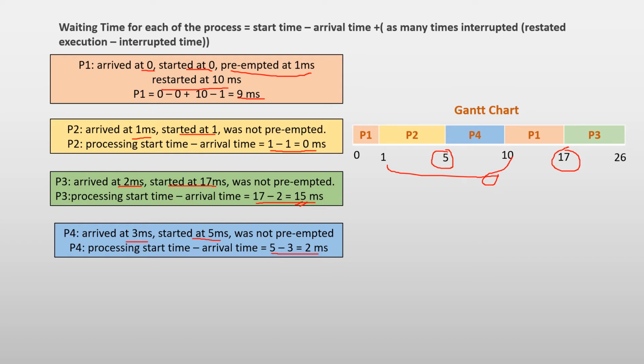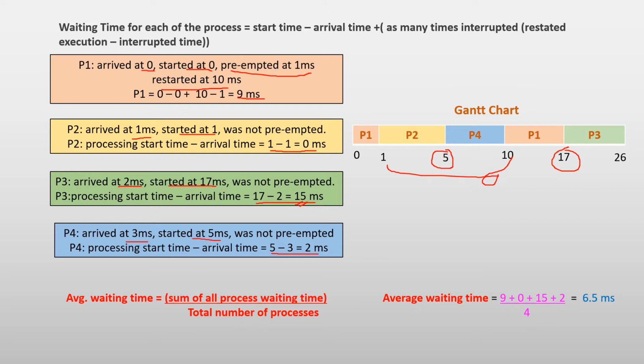So what is the average waiting time for all processes? The average waiting time is, for the first process 9 milliseconds plus second process 0, then third process 15, then last process 2. So addition of all that divided by 4 is 6.5 milliseconds. So all processes have an average waiting time of 6.5 milliseconds.